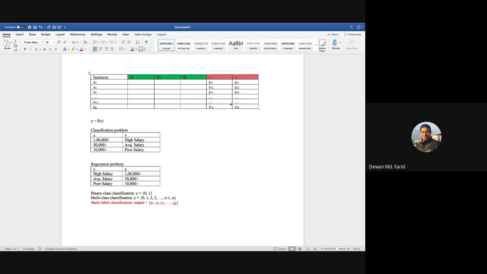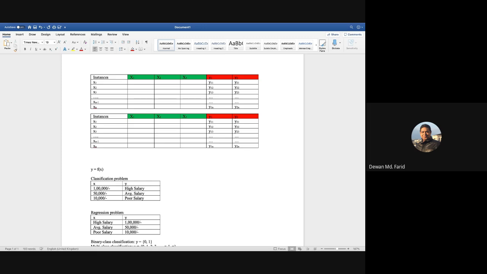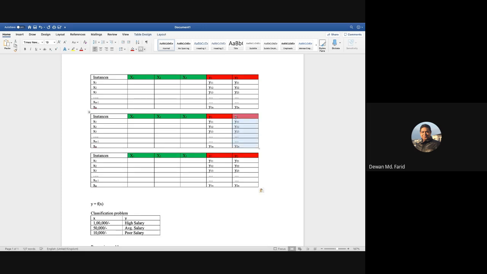Yes, sir. So what we have to do is predict the value of y1 or y2 based on x1, x2, x3, these green columns, right? So it's basically two separate problems. If you divide this table into two tables, for example, I'm dividing this table into two tables. Here we have only one class column. Now tell me, what is this?